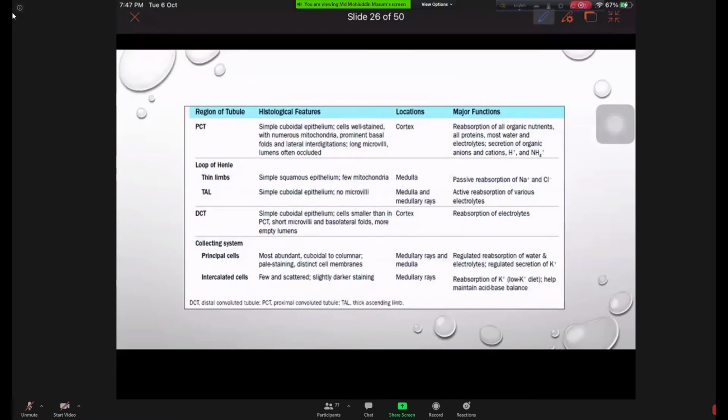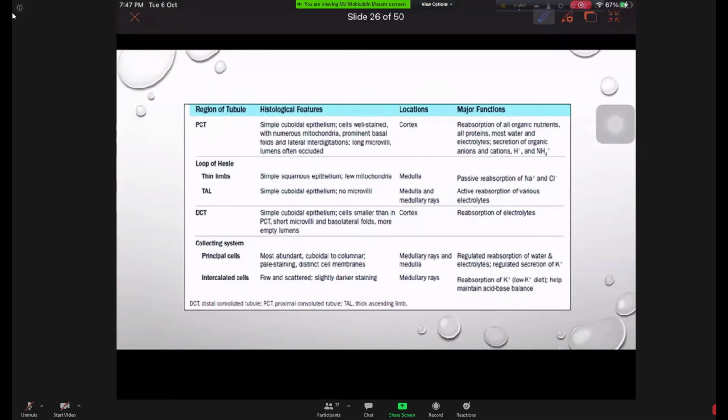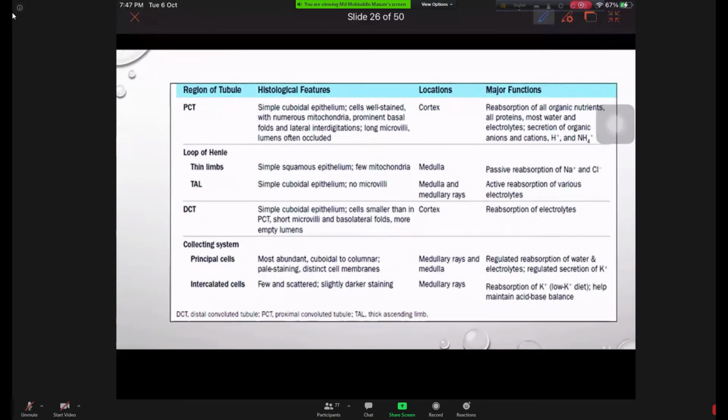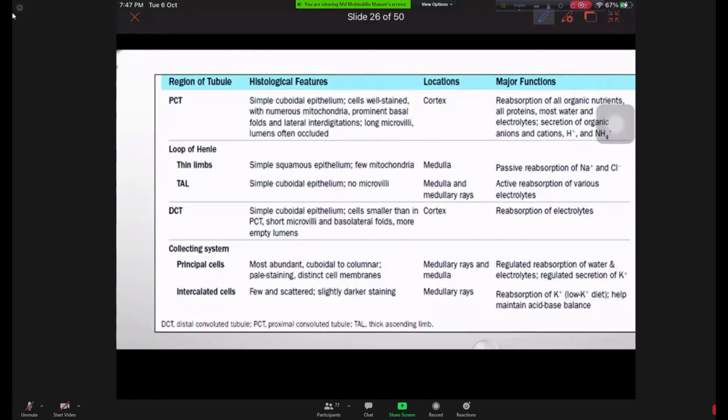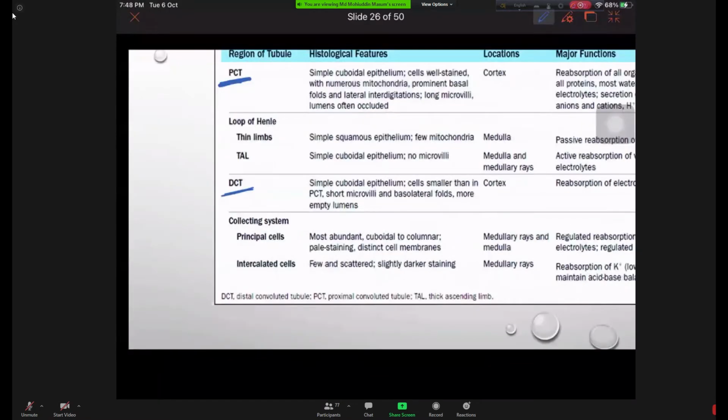Now the histological differences between the different parts of the nephron: first the proximal convoluted tubule, then the loop, then the distal convoluted tubule. In your histological slide, how will you identify or differentiate between the proximal convoluted tubule and the distal convoluted tubule? We'll come to this later on this slide.